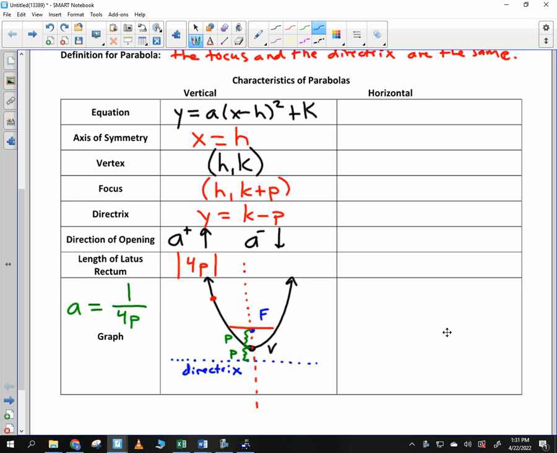Today we want to talk about parabolas that are not vertical but horizontal. And the equation is x is equal to a times (y minus k) quantity squared, plus h. And so what you notice there is that the x and the y switched spots, but so did the h and the k. So in that situation, the vertex does remain (h, k).